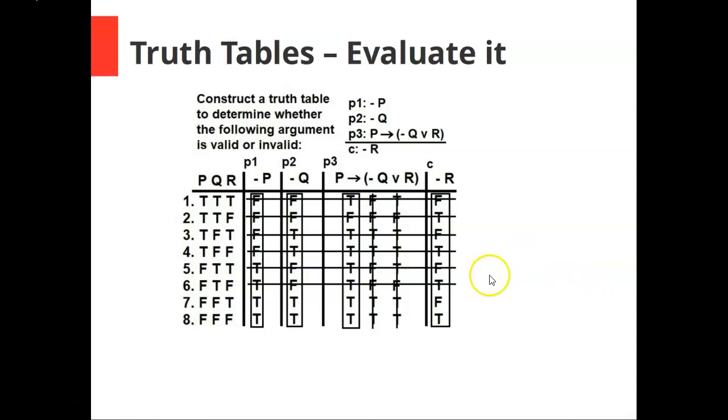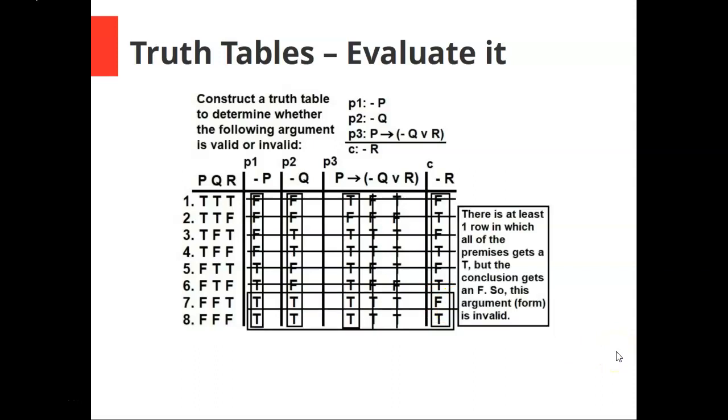But as you look over here, there's at least one row in which all the premises get a T, in which all the premises are true, but the conclusion gets an F. The conclusion is false. So this argument is invalid. And I'll restate it one more time. It's not that it's invalid in 7 and valid in 8.